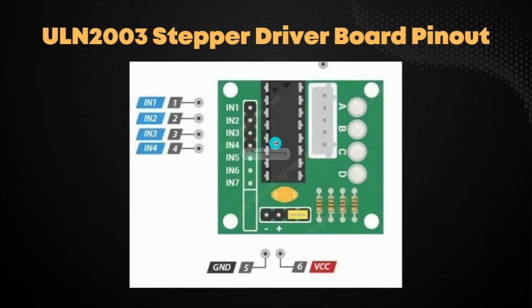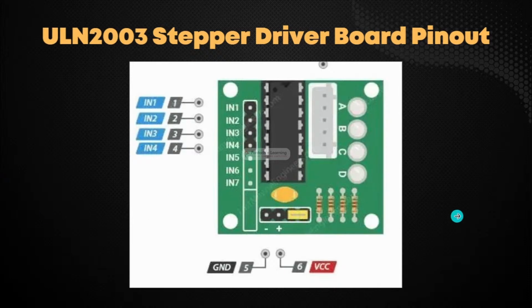So, now let's talk about this board pinout. From input 1 to input 4, these are motor control input pins. We can connect them to the Arduino's digital output pins. The ground pin and VCC pin power the motor, and the motor connector is where the motor plugs in. The connector is keyed, so it will only go in one way.